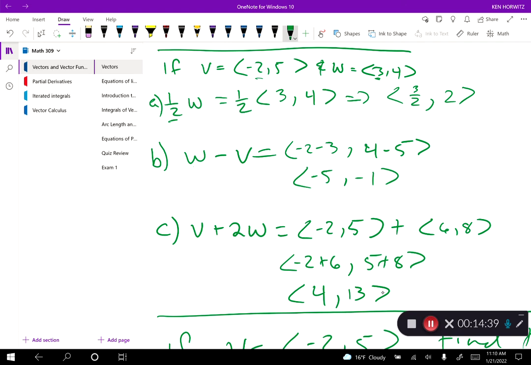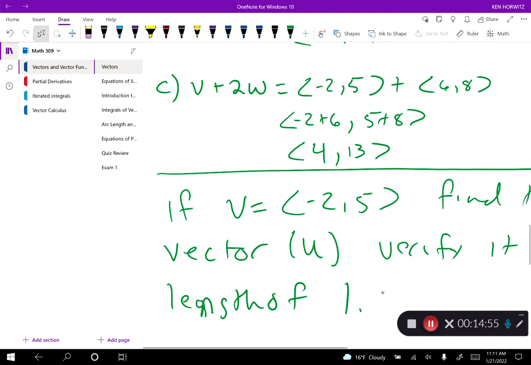And again, if we have a vector in 3-dimensional space, you would add the first elements with the first elements, the second elements with the second elements, the third elements with the third elements. It would just extend from there.